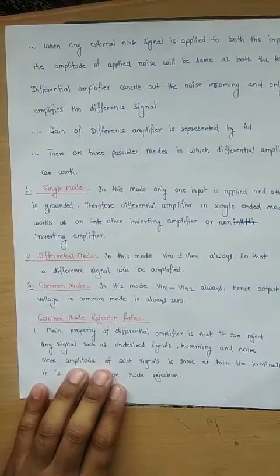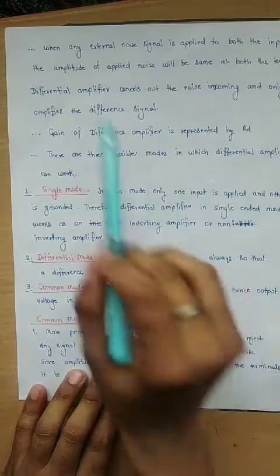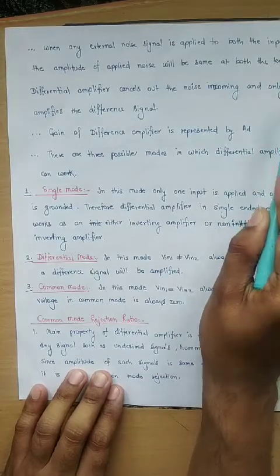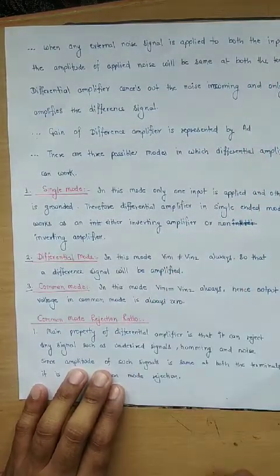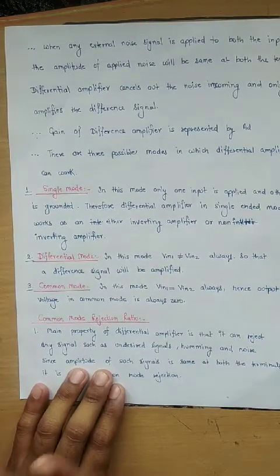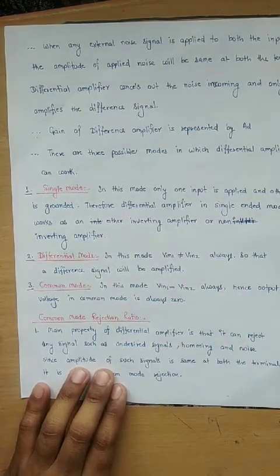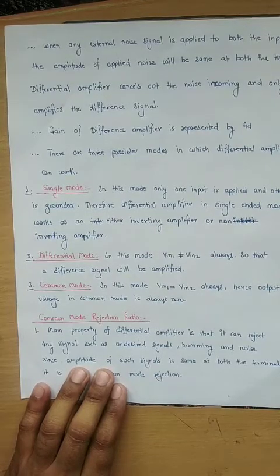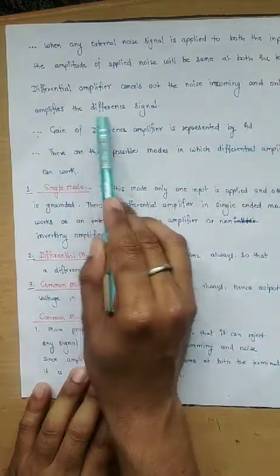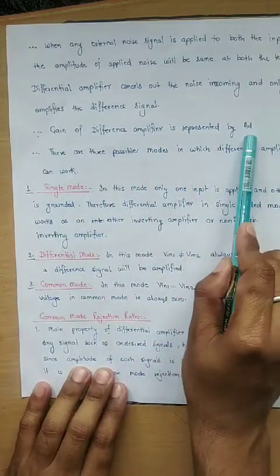Now this is the same thing I was telling you about. When any external noise signal is applied to both the inputs, the output of applied noise will be same at both the terminals. When the input is same, means V in 1 is equal to V in 2, it means output will be 0. If noise is coming, then noise cannot be amplified in this particular differential amplifier. So this amplifier is used for noise cancellation purposes. So differential amplifier cancels out the noise incoming and only amplifies a difference signal. The gain of difference amplifier is represented by AD.